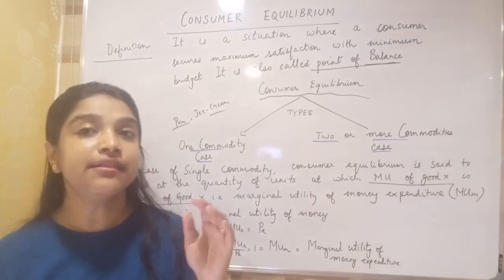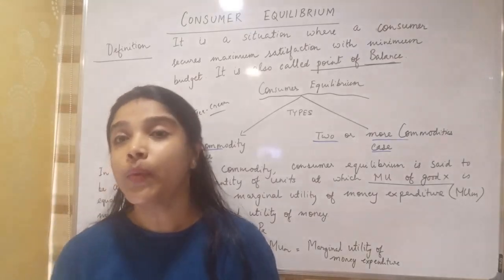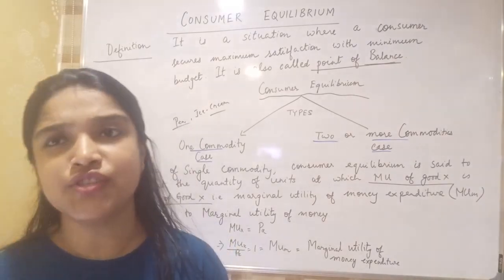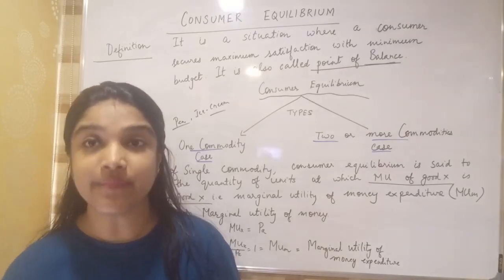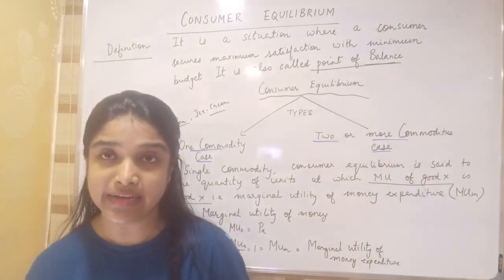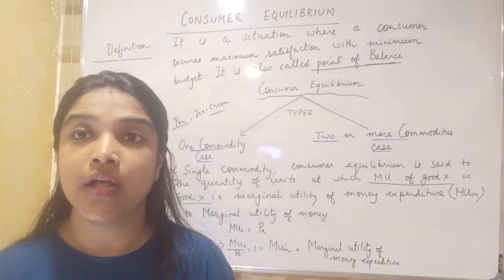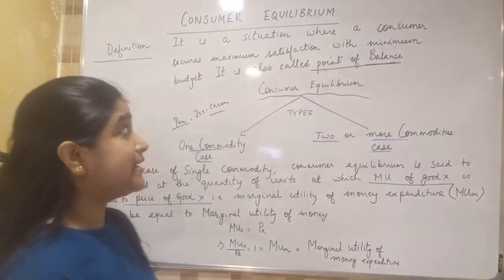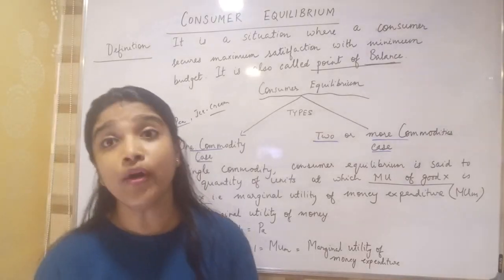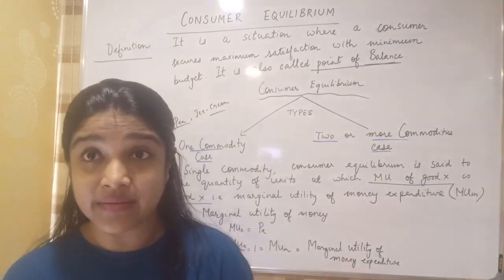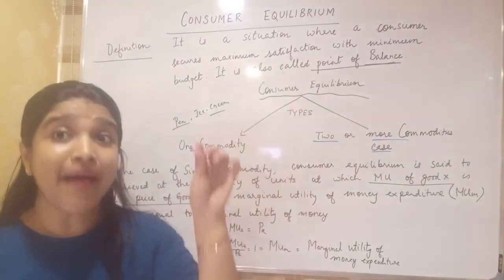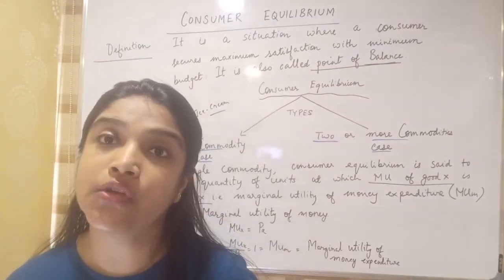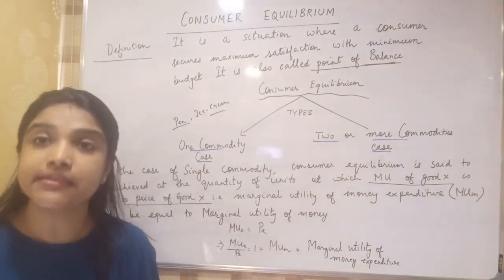Today's topic is consumer's equilibrium. Now, we all must have heard about the word consumer. What is a consumer? A consumer is a person who purchases something from the market, who buys something from the market. Now, consumer's equilibrium. What is the meaning of equilibrium? Equilibrium is basically a state of balance. It is a point of balance when the consumer derives maximum satisfaction out of his consumption. It is called a state of consumer's equilibrium.